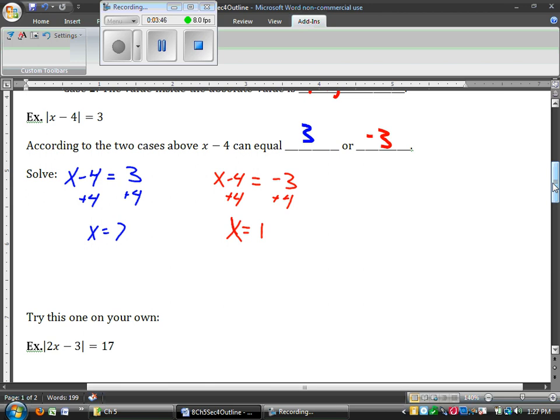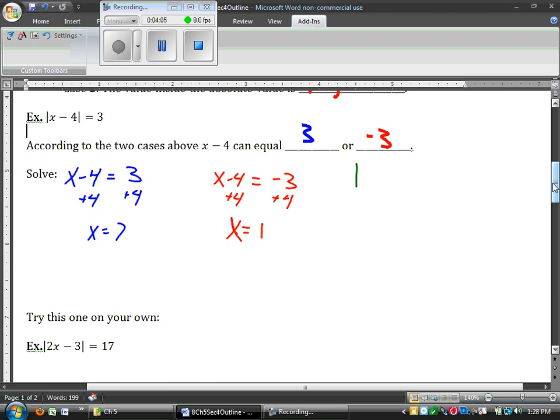Now what we do need to do is always plug them back in. Sometimes they don't work. There are special cases. We're not going to go into it this year, but you'll see in the future, 8th grade, 9th grade, 10th grade, where these answers will not work. So you have to get in the habit of plugging them in to check.